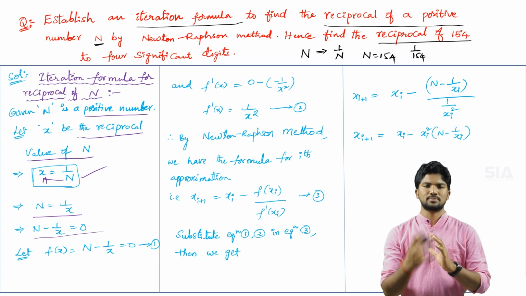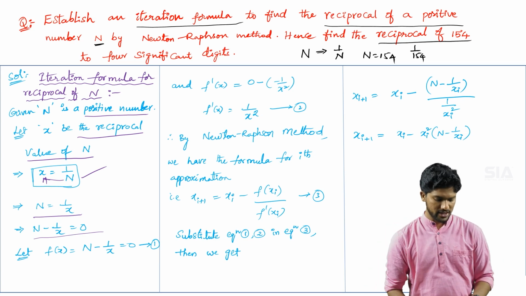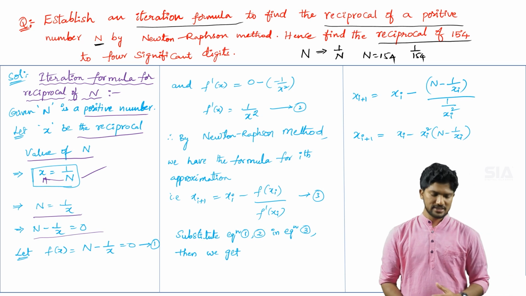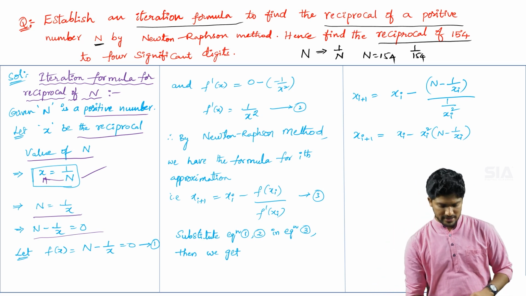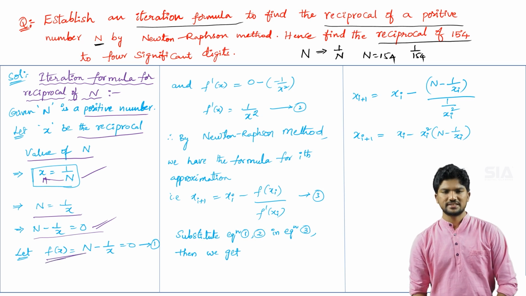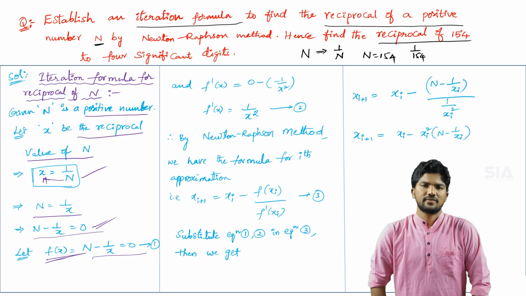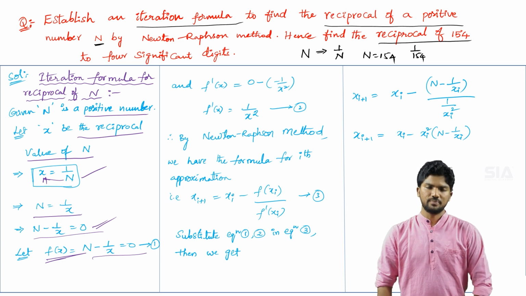So the reciprocal value we consider as small x. Therefore, from that we got N is equal to 1 by x, and from that N minus 1 by x is equal to 0 is the equation. Now let f of x is equal to N minus 1 by x is equal to 0 be the equation, that is taken as number 1.